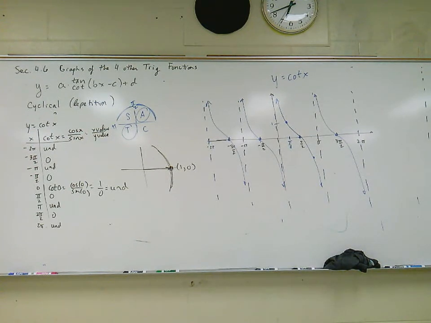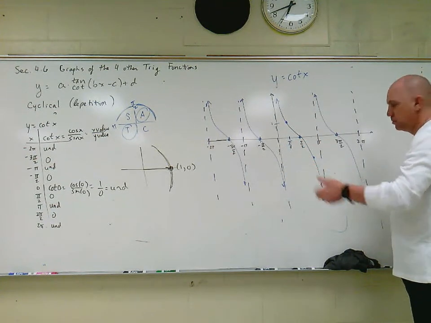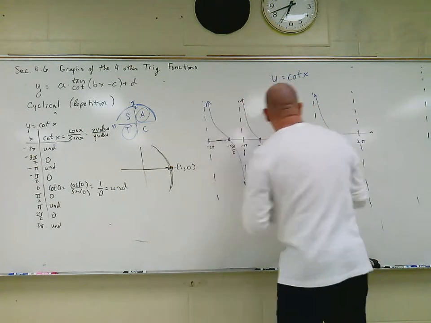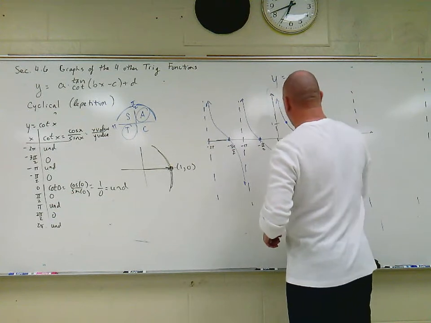All right. What would we pick as one cycle? What do you think? 0 to pi. That's what I would pick. Again, because what do I want? I want an asymptote, a squiggle, and an asymptote. So, I agree. I would use 0 to pi. All right, there's going to be our one cycle.